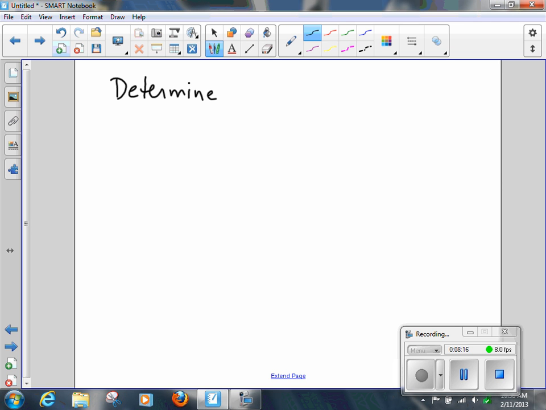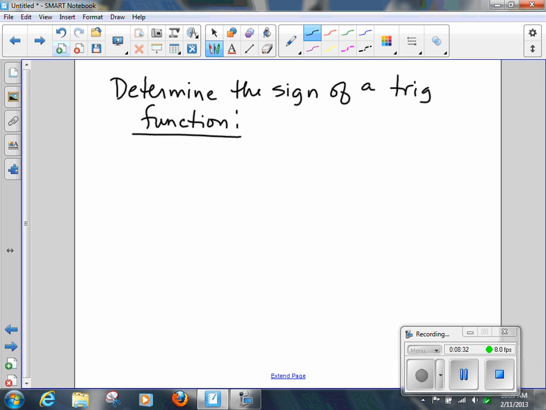The first one says, determine the sign of a trig function. What are we determining? The sign. We're determining whether it's positive or negative. That's all we're determining. I don't care about the real value. I just tell me positive or negative, okay? So for some of you, it's going to be very little work.